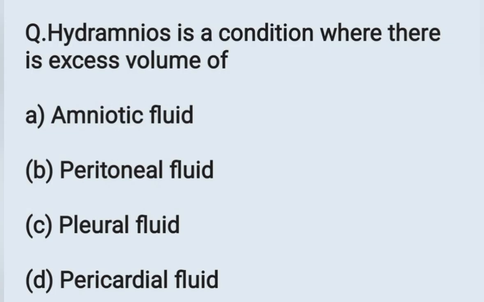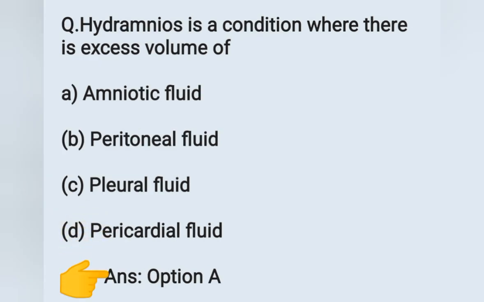And the next question is, hydramnios is a condition where there is excess volume of, options. Option A, amniotic fluid. Option B, peritoneal fluid. Option C, pleural fluid. Option D, pericardial fluid. Hydramnios is related to amniotic fluid, that is polyhydramnios or oligohydramnios, all related to amniotic fluid. Hydramnios is a condition where there is excess volume of amniotic fluid. Excess volume means polyhydramnios. Okay, so here the correct answer is option A.